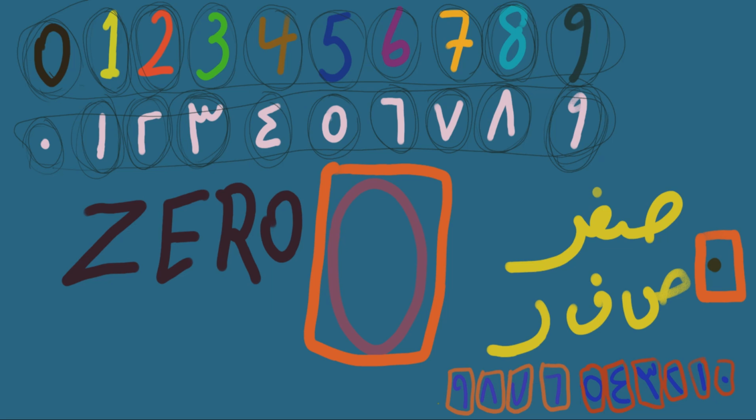Okay, if we start with the first number 0, this here is 0. ZERO. So in a small letter script form it is Z, or print form Z. E R O.